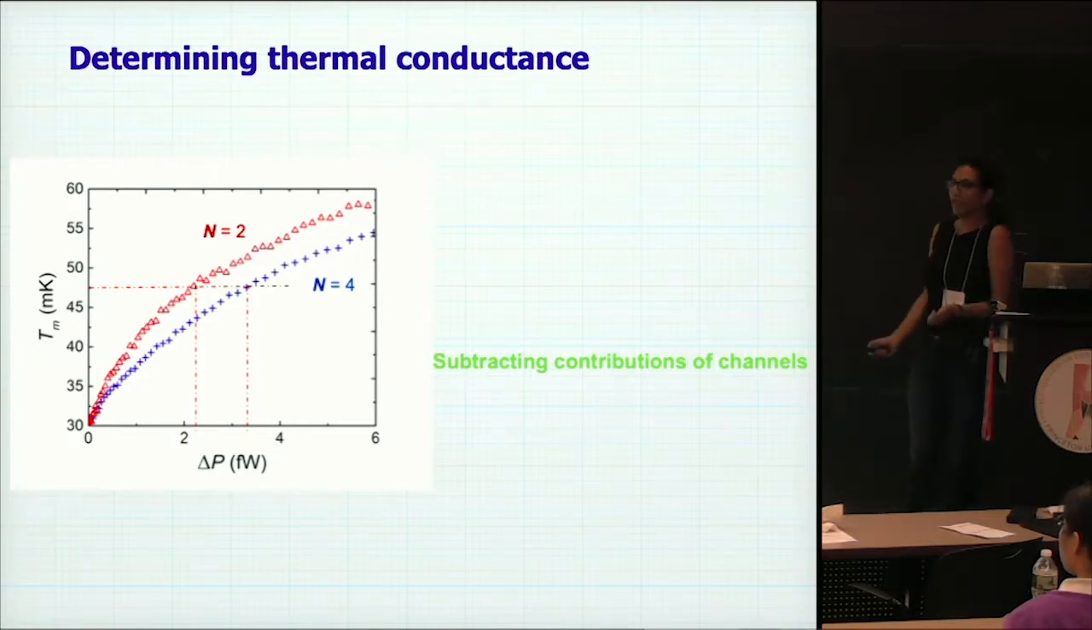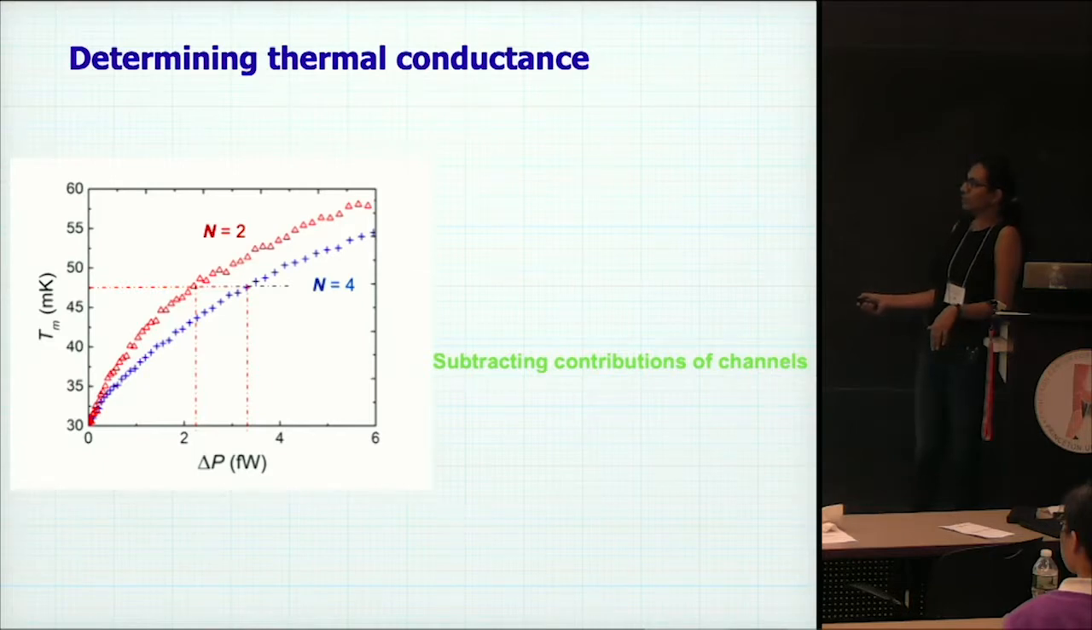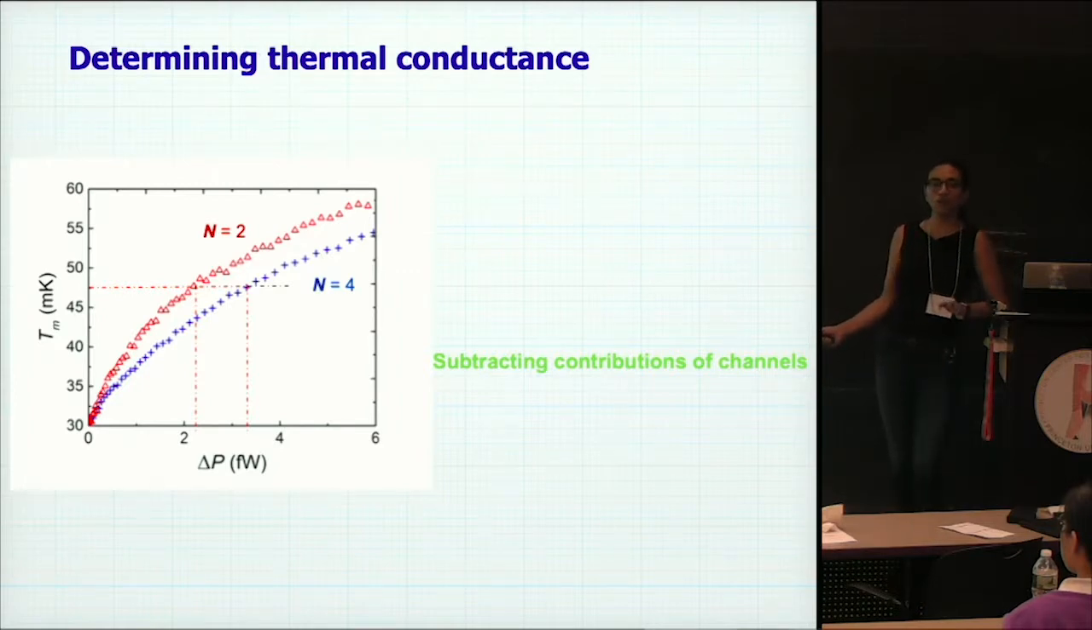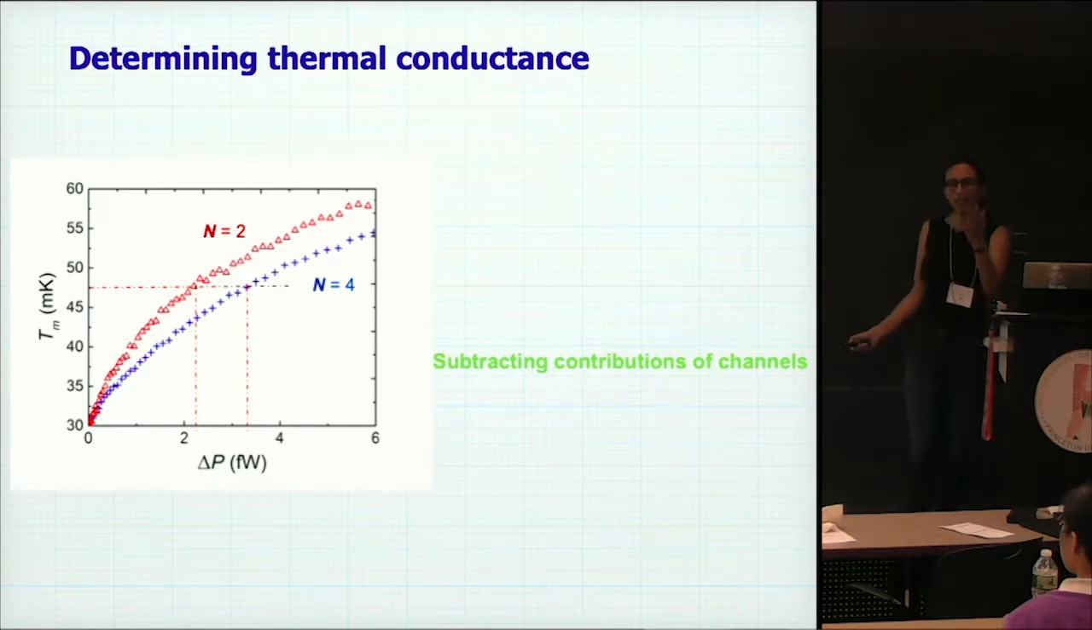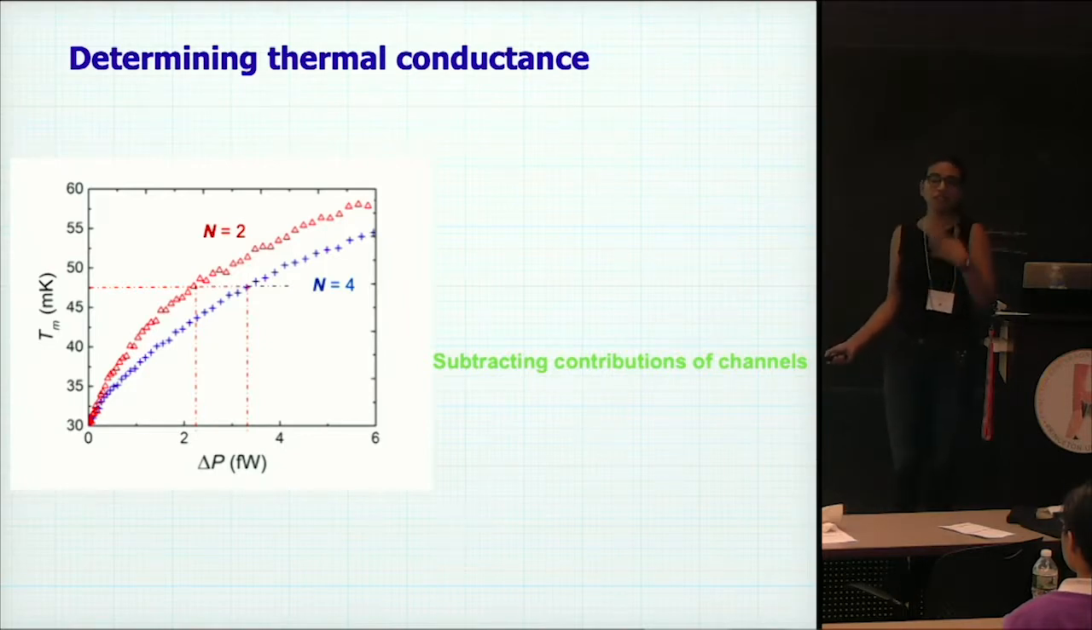But why do we want multiple channels? Because if we subtract these 2 at the same temperature, that will get rid of the phonon term, because phonon doesn't depend on how many channels are present. The phonon that I'm talking about is mostly the reservoir, the small ohmic contact that I had in the center, the electron-phonon interaction there particularly.